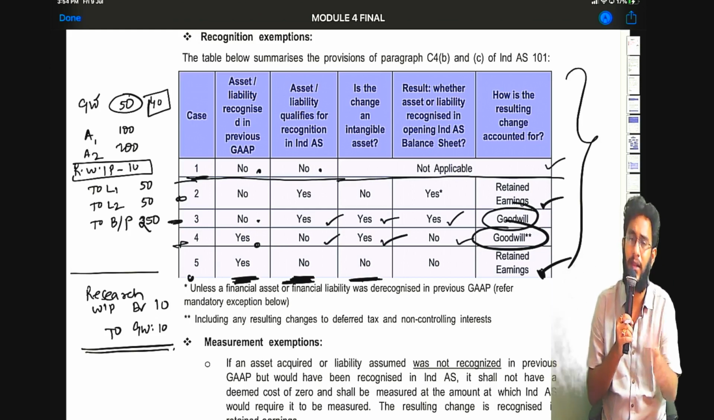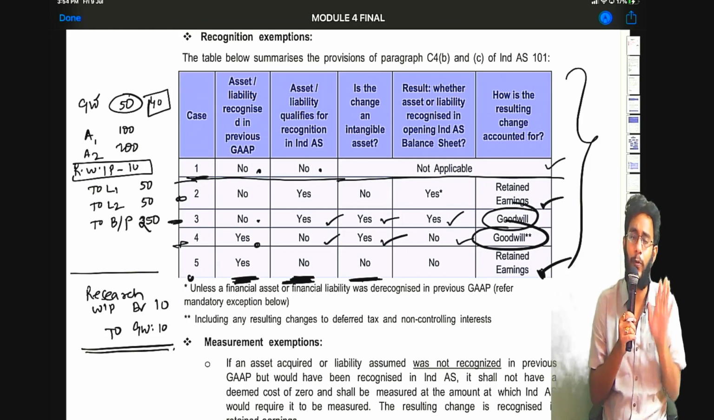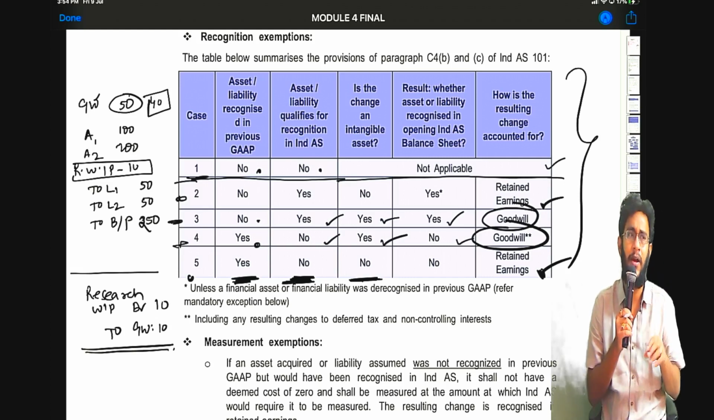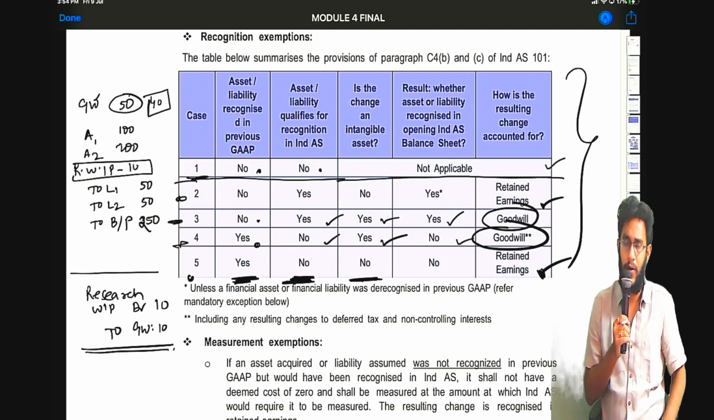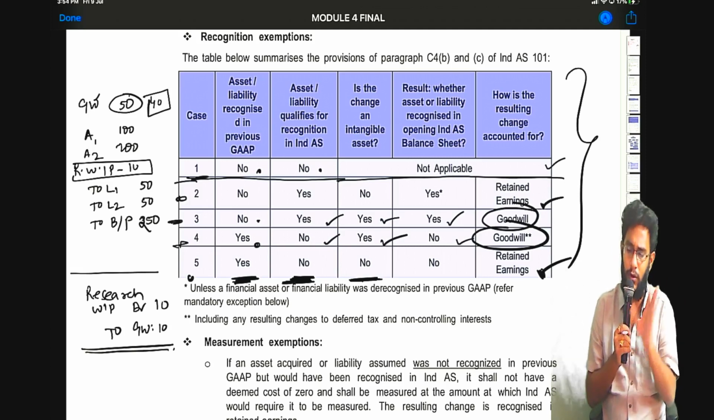In all other cases, you are not supposed to touch the goodwill or capital reserve because you are not disturbing any assets and liabilities, so let it stay like that. Okay, in every other adjustment you have to go through retained earnings only.